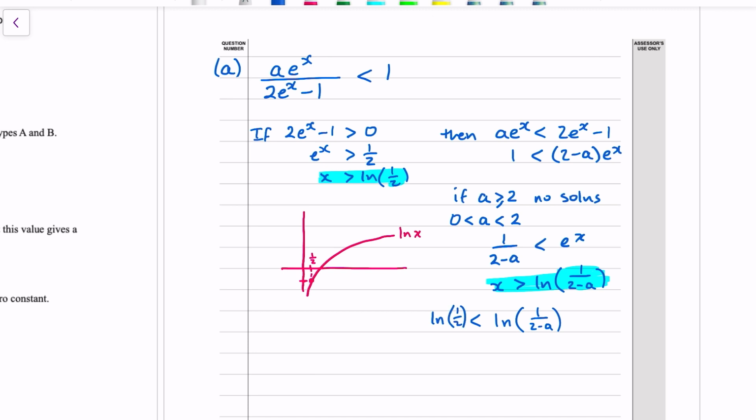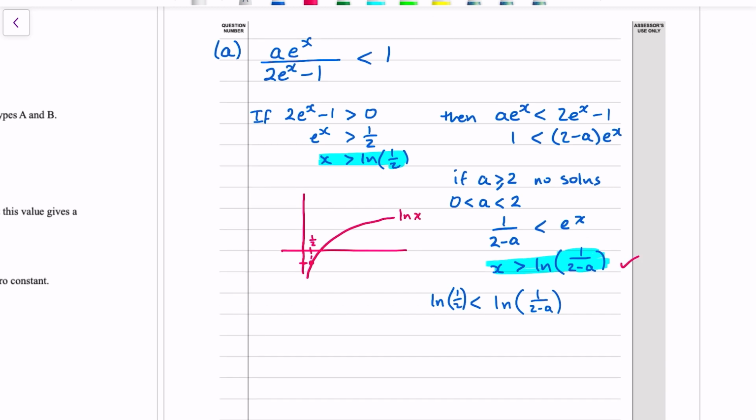Okay, because we're going to be dividing by a number smaller than 2, which means when we do that, we're going to be getting a bigger number inside the log, and the log is an increasing function. So our original condition is that x had to be bigger than log 1/2, and our final condition is saying that x has to be bigger than log of 1 over 2 minus a, which means that this here is satisfied. That's the answer to this case. X has got to be bigger than both of those things, but it's already bigger than log 1/2 if it's bigger than log of 1 over 2 minus a.